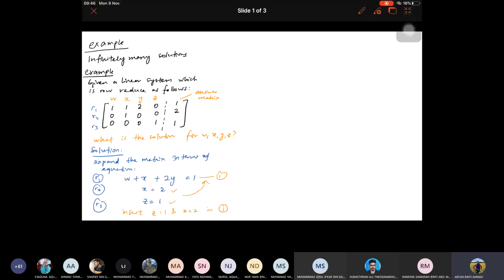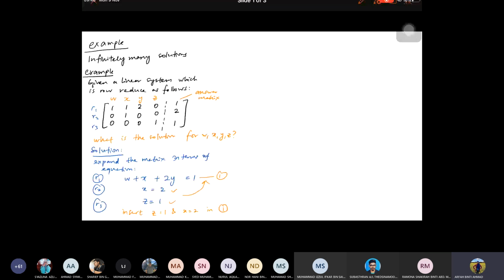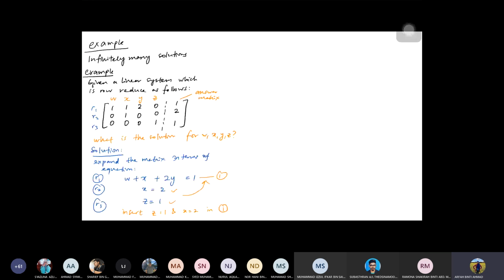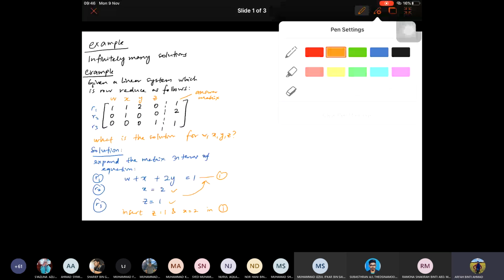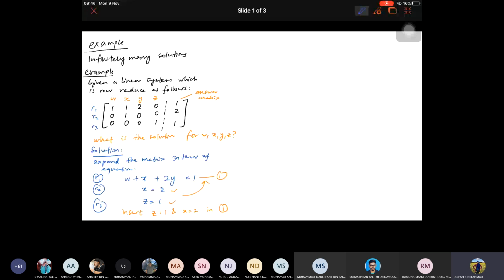Nilai Y tak ada. Okey, betul. Nilai Y tak ada. So, kalau dalam kes ni, kita akan assume atau kita let Y sama dengan C. C ni adalah sebarang constant yang kita tak tahu. Okay. So, let Y sama dengan C.